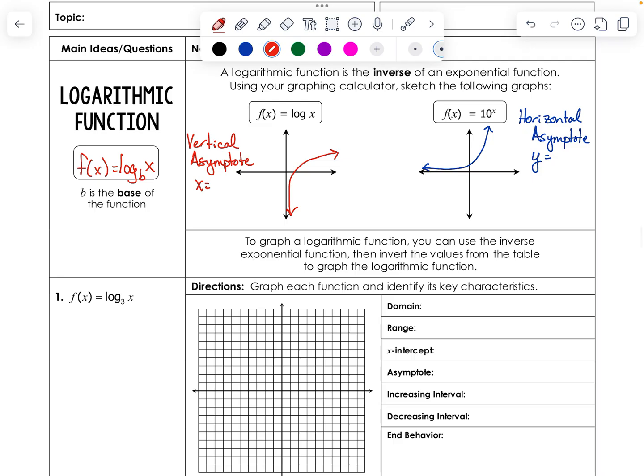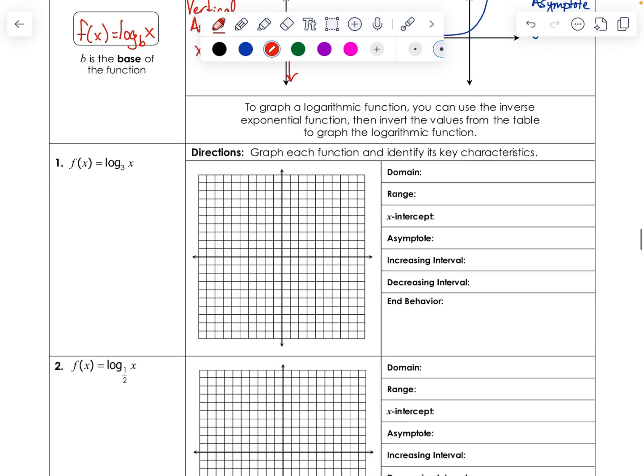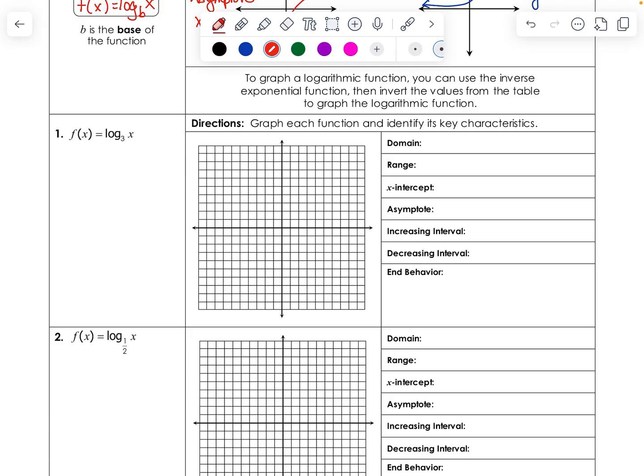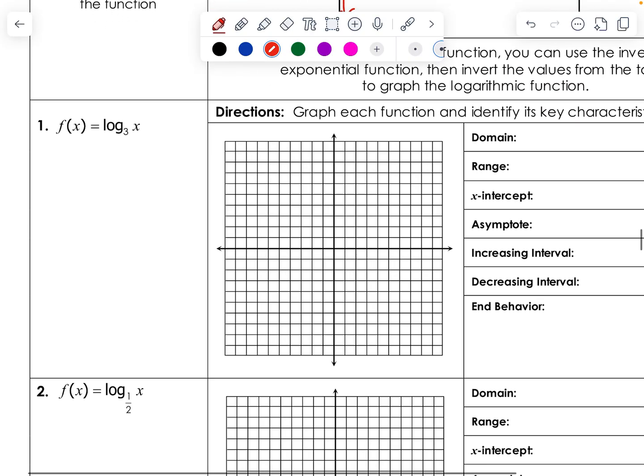So there's my two parent functions. So graph each function and identify its key characteristics. So here's my logarithm function. Since my base is bigger than 1, it's going to look like this. Let's see if I can make that a little bit better.